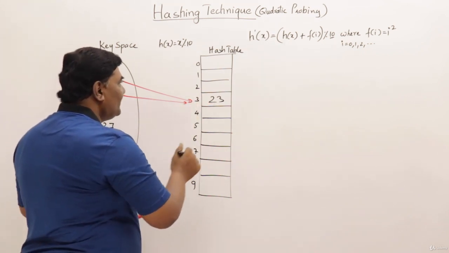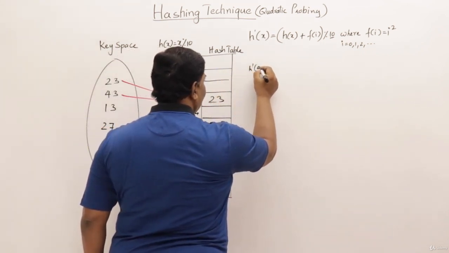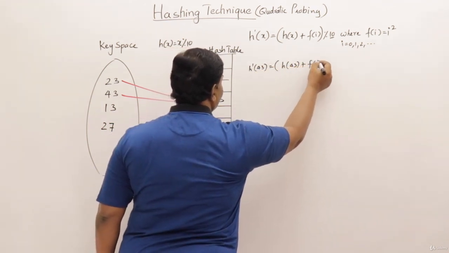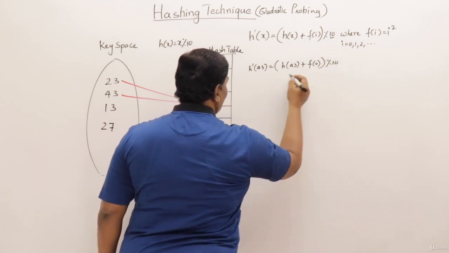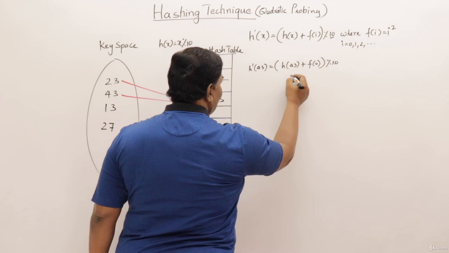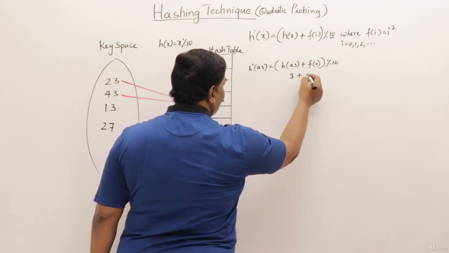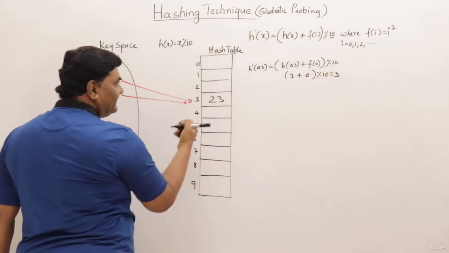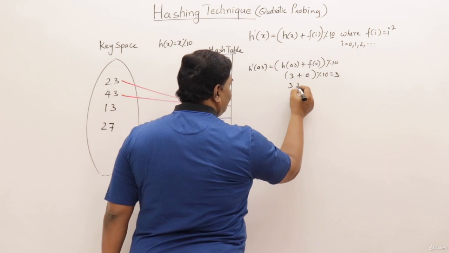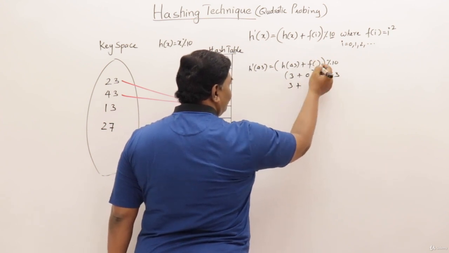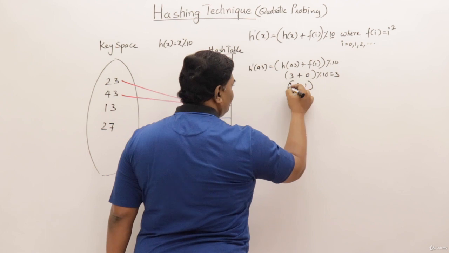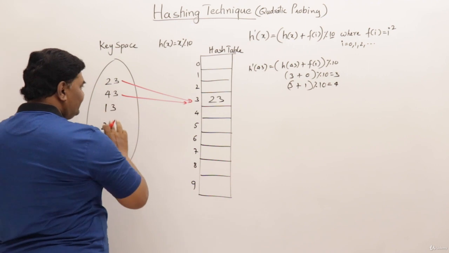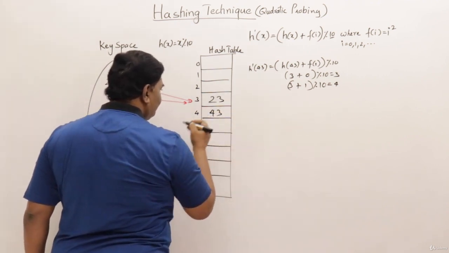So there is a collision. For 43 I will calculate h of 43, this is h of 43 plus f of 0. So first time when it is 0, this is 3 plus 0 mod 10. This is 3. But there is a collision. The next is 3 plus f of 1, so when it is 1, this is 1 square, 1. So 4 mod 10, that is 4. So yes, there is a free space. So 43 is stored at the next free space here.